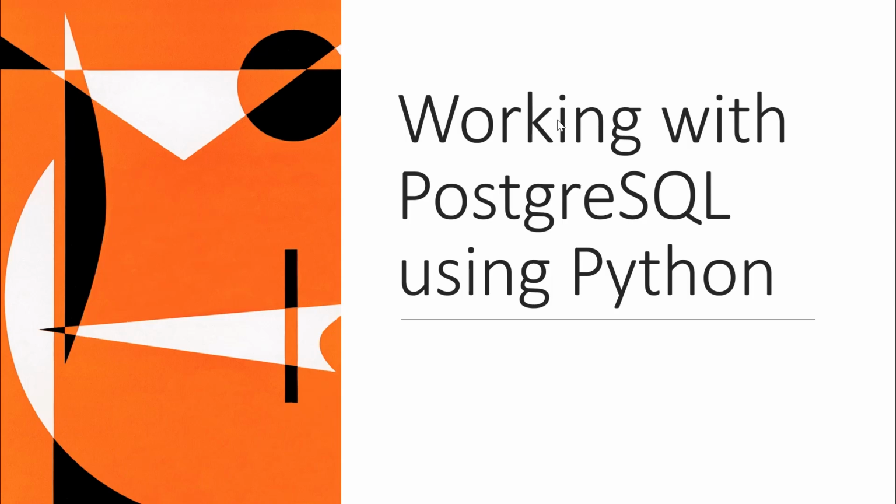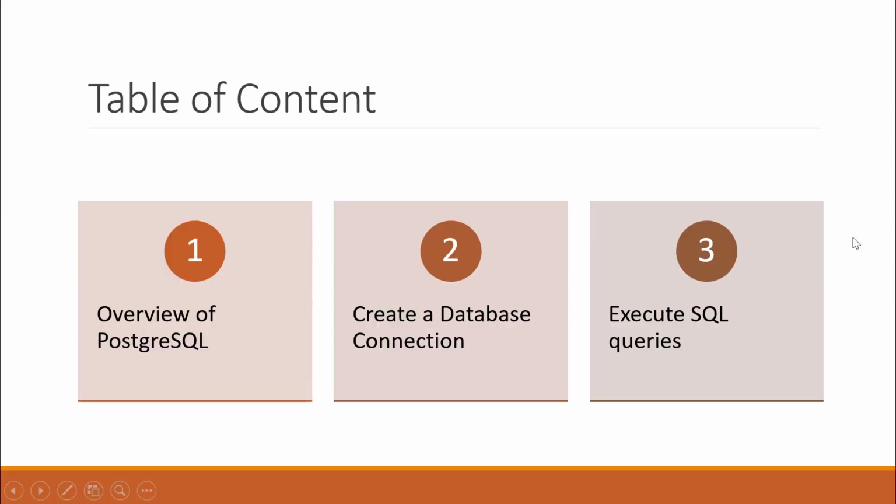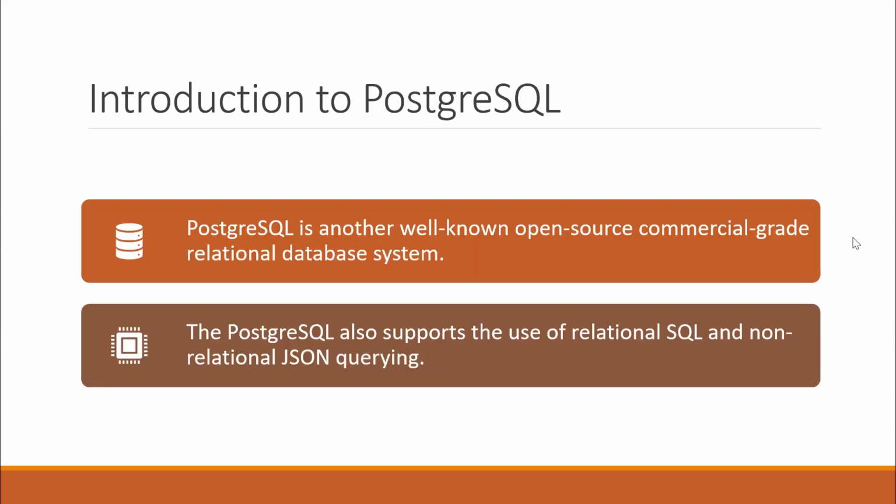In the previous tutorials, we have discussed how we can get started with MySQL, MariaDB and even SQLite database. And in this video tutorial, we will focus on working with PostgreSQL database using Python. So we will start off this video tutorial by discussing an overview related to PostgreSQL. Then we will understand how we can establish a connection between the database in PostgreSQL and Python. And then we will also discuss how we can execute SQL queries using it. So without any further delay, let's start with the very first topic and let's understand about PostgreSQL.